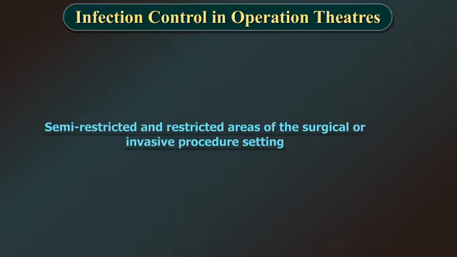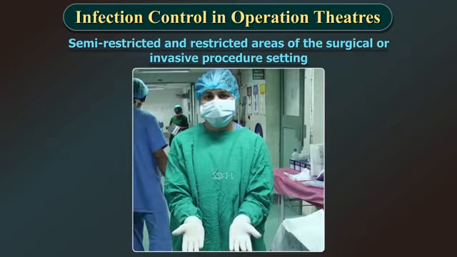Semi-restricted and restricted areas of the surgical or invasive procedure setting. Wear clean surgical attire, including shoes, head covers, surgical masks, and identification badge. Head cover or cap should cover the hair on the head and face fully when entering the operating room. Surgical mask should cover the mouth and nose fully when entering operating room if an operation is about to begin or already underway, or if sterile instruments or equipment are exposed. Wear the mask throughout the operation.